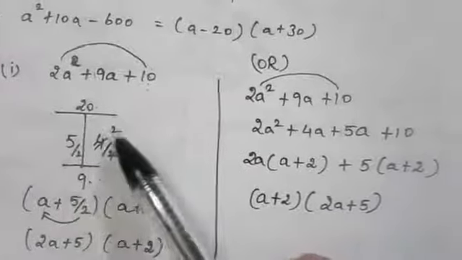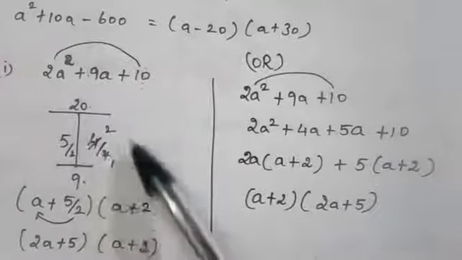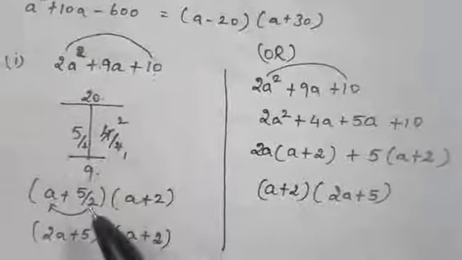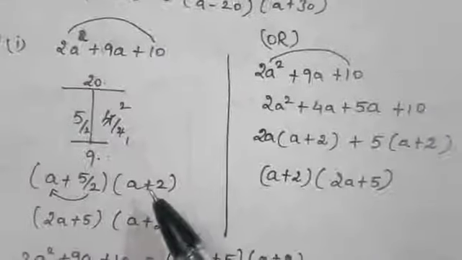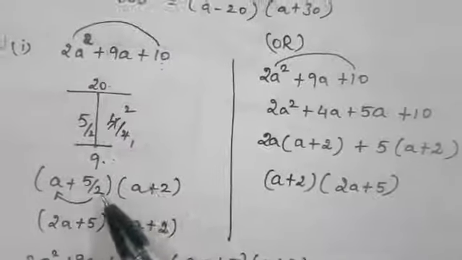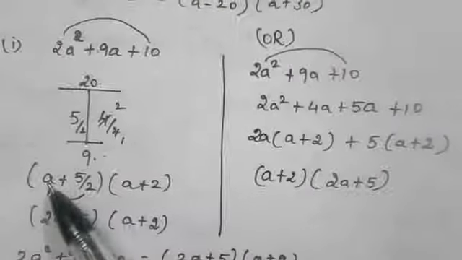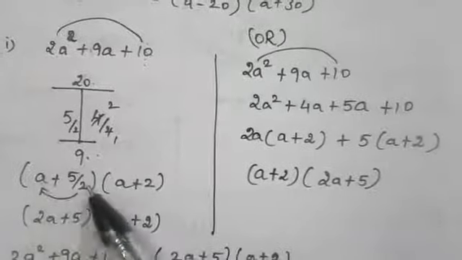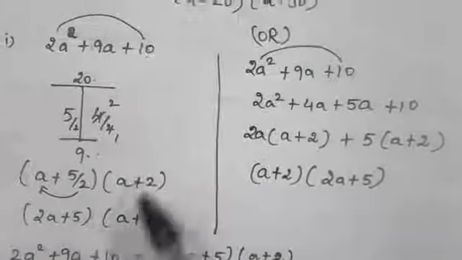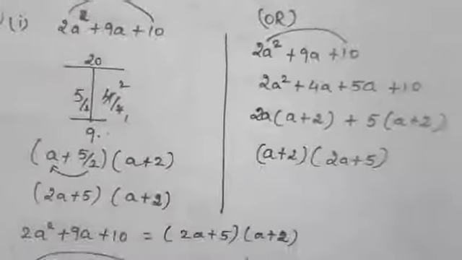So 5 by 2 into 4 by 2. Then cancelling is possible, so you make the cancellation. After that, the way of writing is the same as the first method. Here it is a fraction, so the denominator number is just multiplied with a. It is not considered as an LCM, you just multiply. It is 2a plus 5 into a plus 2. Then you take and write it.